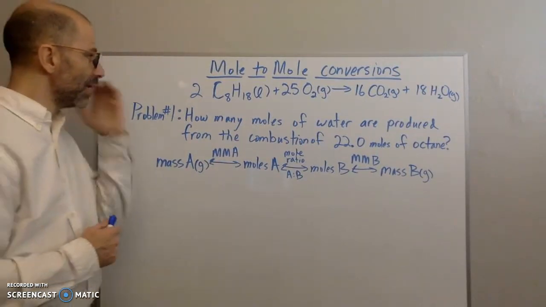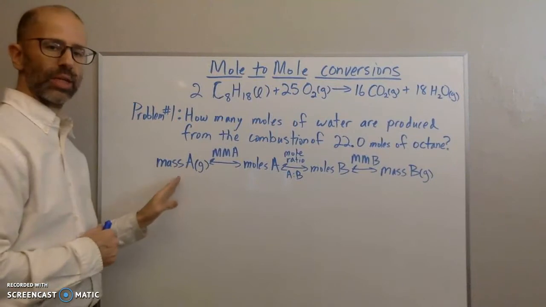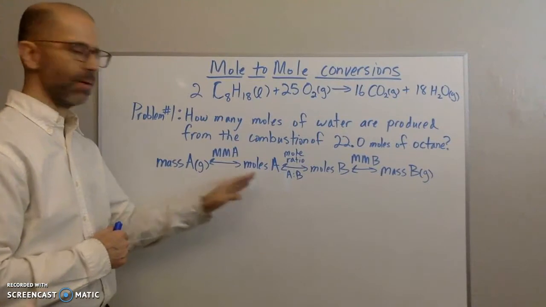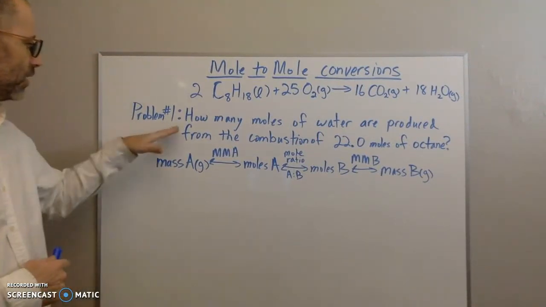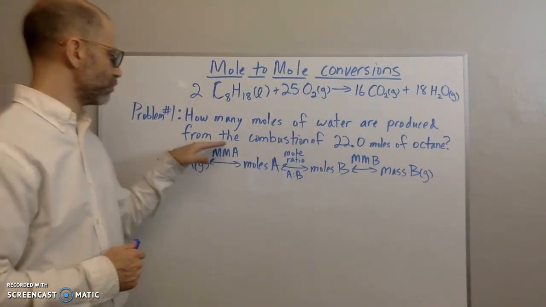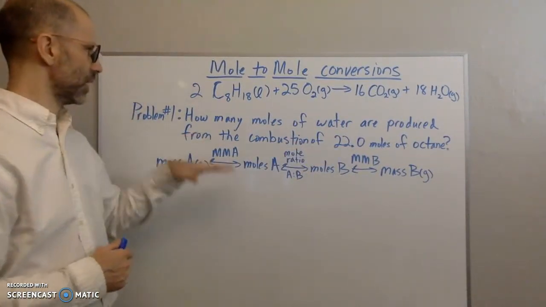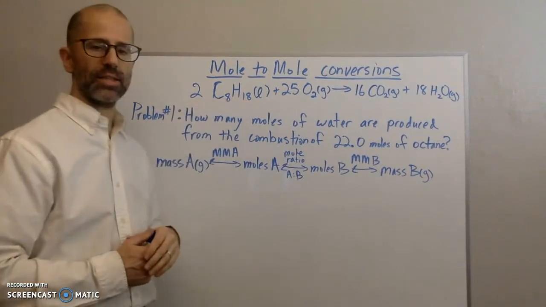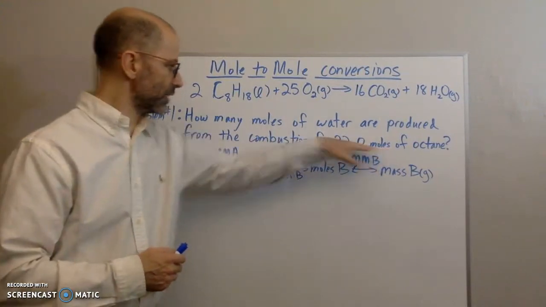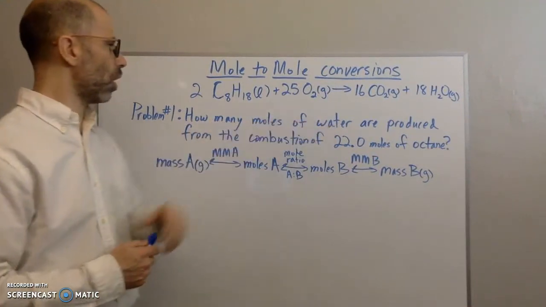Okay, so in this particular problem, we're focusing on going from moles to moles. So we don't really need the gram part because we're not gonna start here. We're actually gonna start here. So in this problem, it is asking how many moles of water are produced from the combustion of 22.0 moles of octane. And octane is our C8H18. So we want to go from moles of octane, so they gave us moles of octane, and they want us to find moles of water.